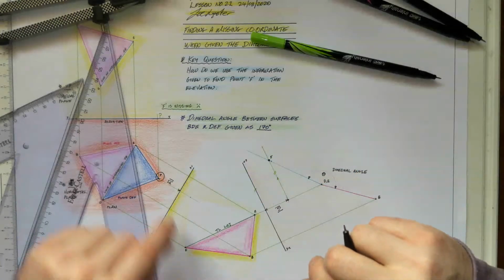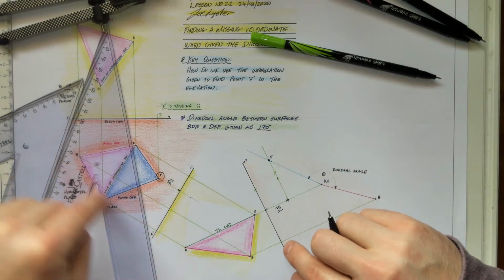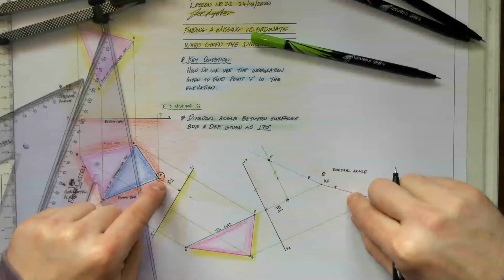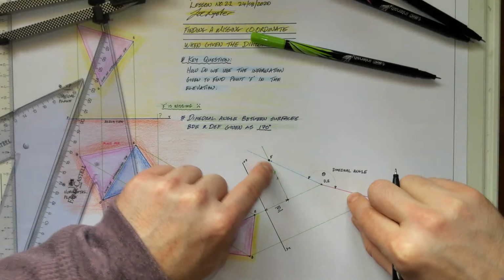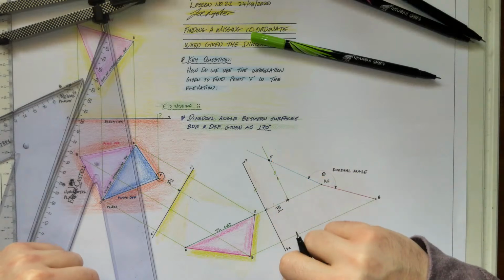And we had a piece of information in this view here that we could use because we used the measurements from this view to create this view in the first place. So we could take F and we could apply that distance to intersect with the line that we had. And that allows us to find point F.